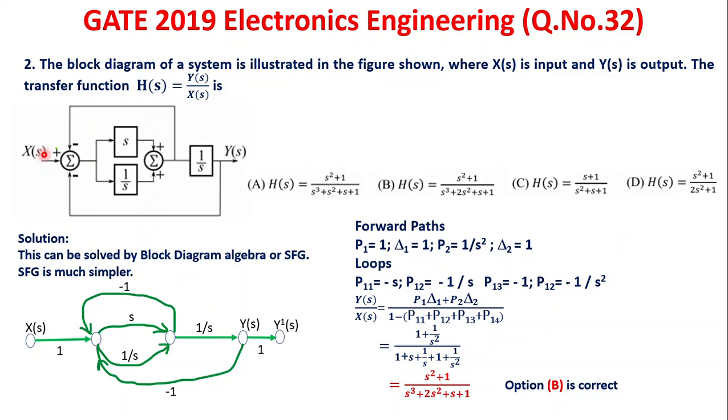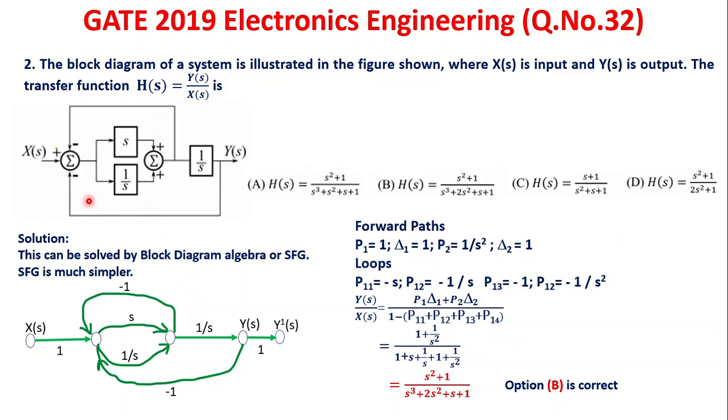So they have given X(s), Y(s) and the block diagram. What is the transfer function they are asking? That means this is a problem on block diagram reduction or signal flow graph. Of course, this can be solved using the block diagram also, but for the sake of simplicity, I have solved it using a signal flow graph, because you might have studied in control systems that solving a block diagram problem using a signal flow graph is very, very easy.